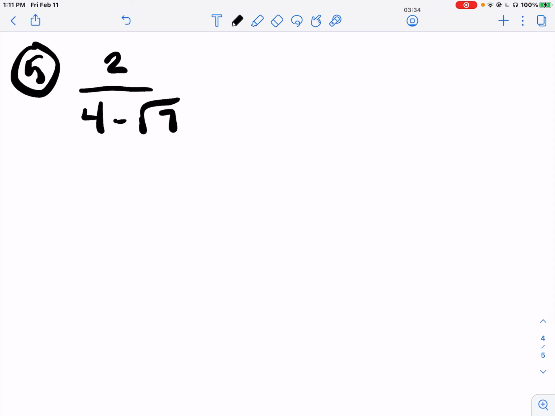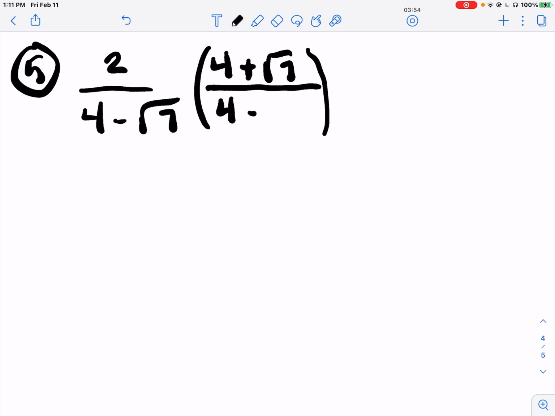Okay, this says rationalize the denominator, which means make the denominator have a regular number and not a square root. Okay, so the trick is to multiply the top and the bottom by the opposite sign of what's on bottom. Okay, the opposite of 4 minus is 4 plus. And whatever you do to the bottom, you do to the top.